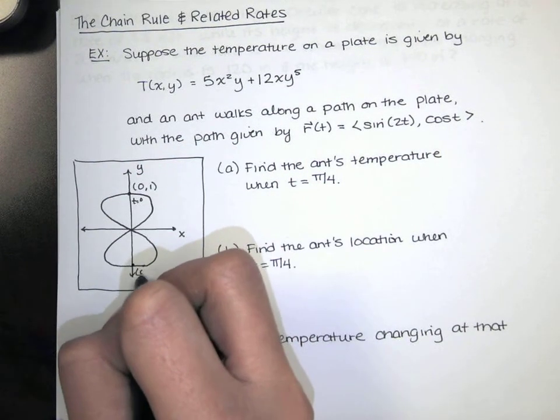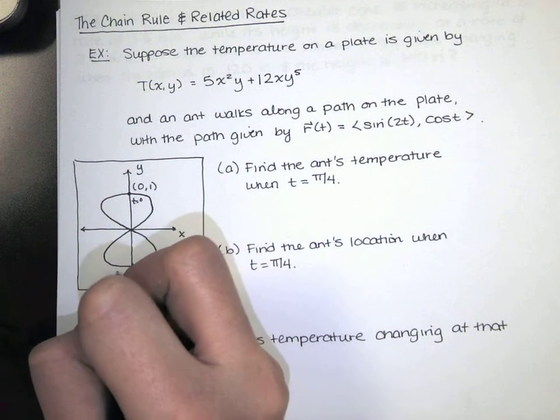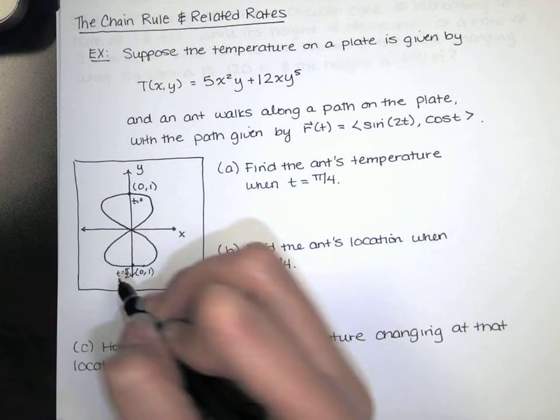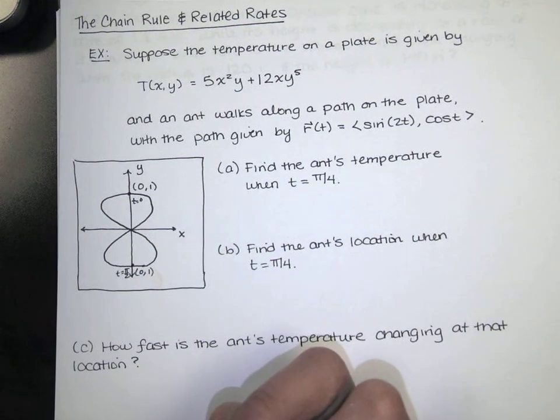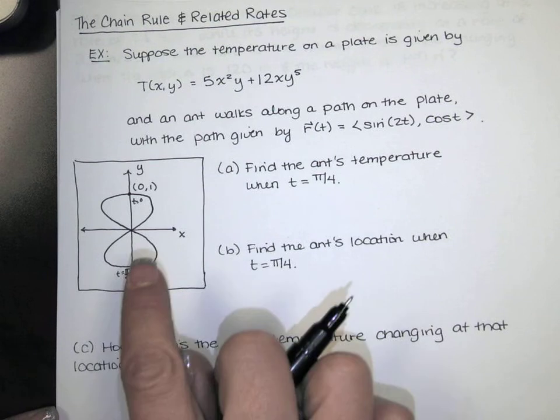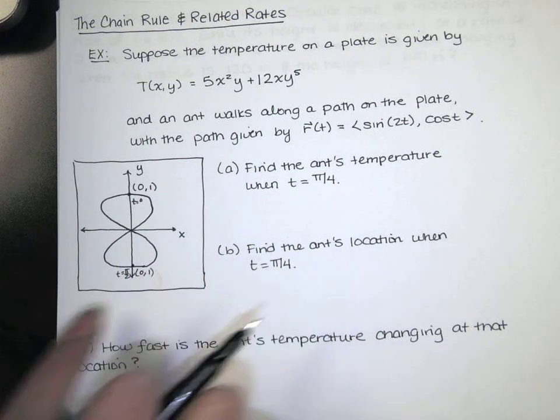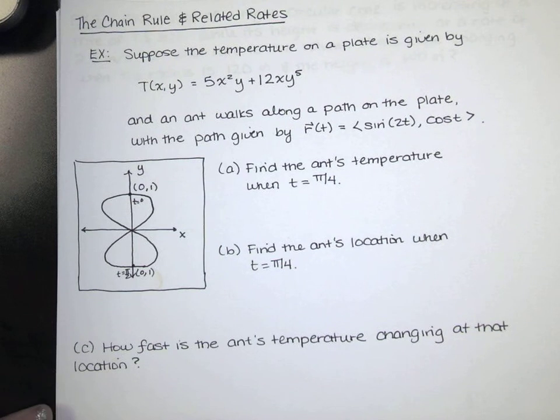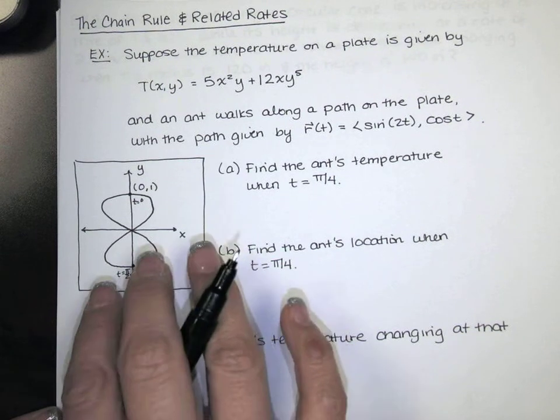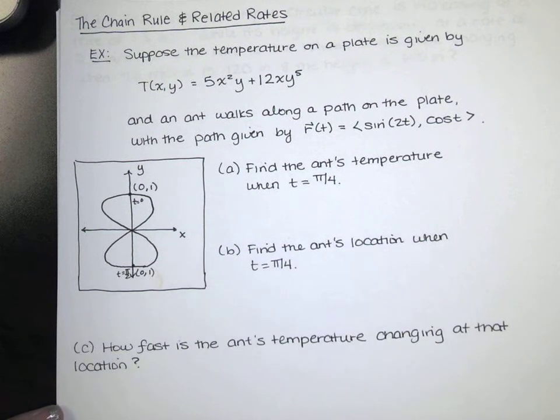So t equals 0, we're here. At t equals pi over 2, we're over here. Maybe we need to find out where we are at t equals pi over 4 to figure out how we're getting from that point to that point. But there should be arrows along this path to indicate the orientation. We'll fill those in a minute when we answer the other questions.